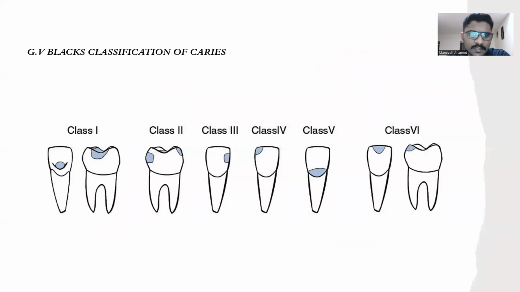Coming to the classification of dental caries, G.V. Black, who is known as the father of modern operative dentistry, introduced a classification system which consists of class 1, 2, 3, 4, and 5. And later on, an additional classification, that is class 6 cavity preparation, was also added to that list. So let's see what these cavity preparation designs are.